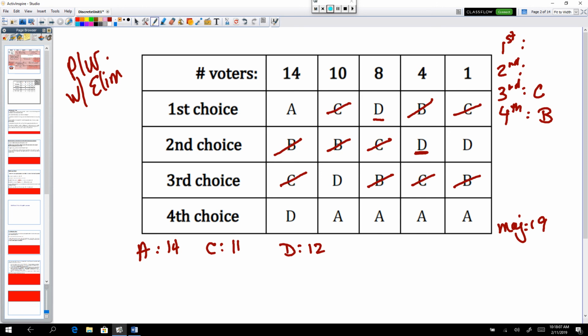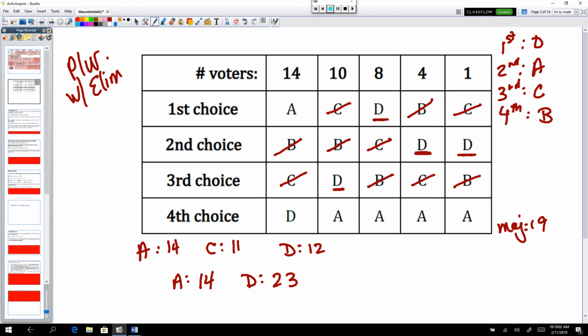And now we run it again between Alicia and Dave. Alicia has 14. Dave earns these 10, these 8, these 4, and this 1, because Dave is next in line for all of those. So Dave earns the remaining 23 votes. Dave earns a majority. Dave wins first place, and Alicia gets second place. So we yet again have a different winner using this method. Plurality with elimination takes some practice, so definitely take a minute to practice this and make sure that you understand the order of the steps. So that's plurality with elimination.